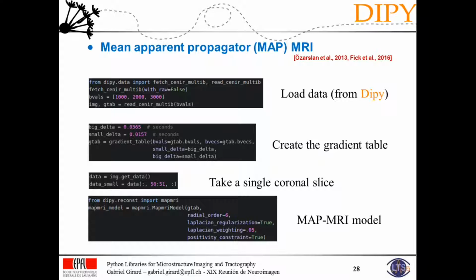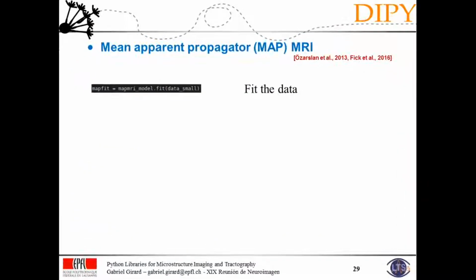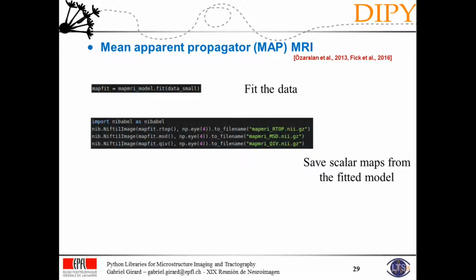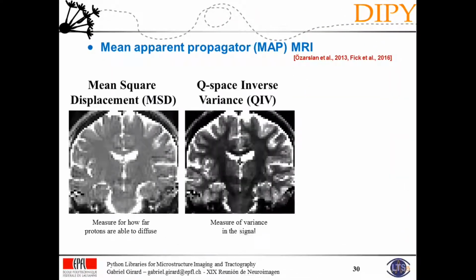So you do the same. You define the MapMRI model as for the tensor or the CSD. You give the information on your diffusion images. You define the radial order. These are the parameters of the fitting, along with the regularization parameters for the MapMRI model. And if you do that, then you fit the data, and you can save many of the MapMRI parameters that you might know. Here, we'll just go through three of them, starting with the mean square displacement.